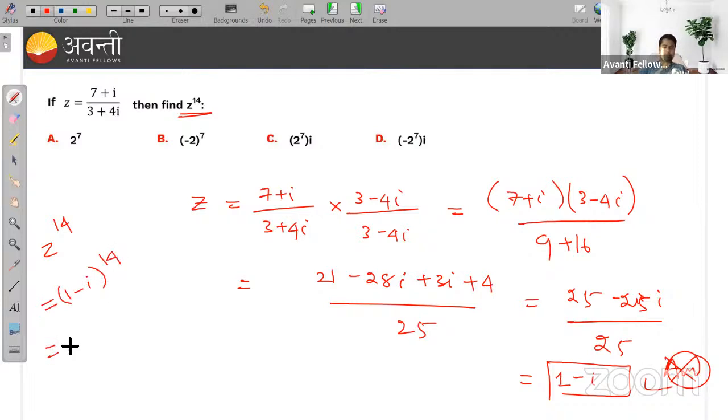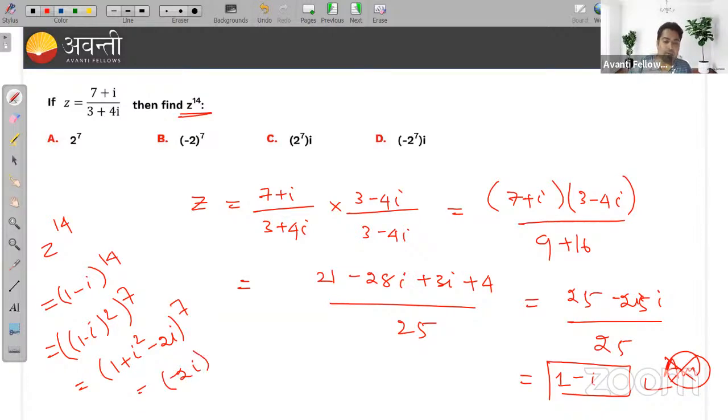So it's very simple. How can you do it? We can write this as (1 minus i) square, whole to the power 7. We know how to find (1 minus i) square: that is 1 plus i square minus 2i, whole to the power 7. And i square is minus 1, so 1 minus 1 is 0.